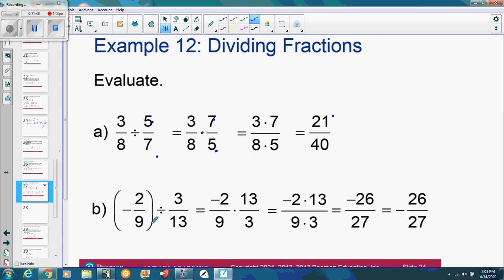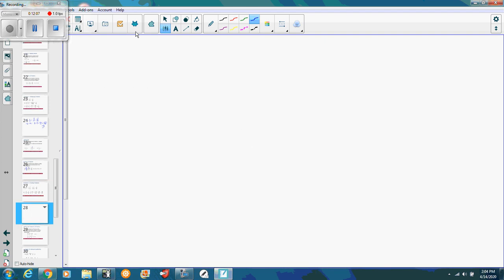For this one, -2/9, this gets flipped over, 13/3, and then I have -26/27. And again, it doesn't matter where you put the negative. Here they put it with the 26, and here they put it in the middle. Same answer. So let me do a couple there for you.